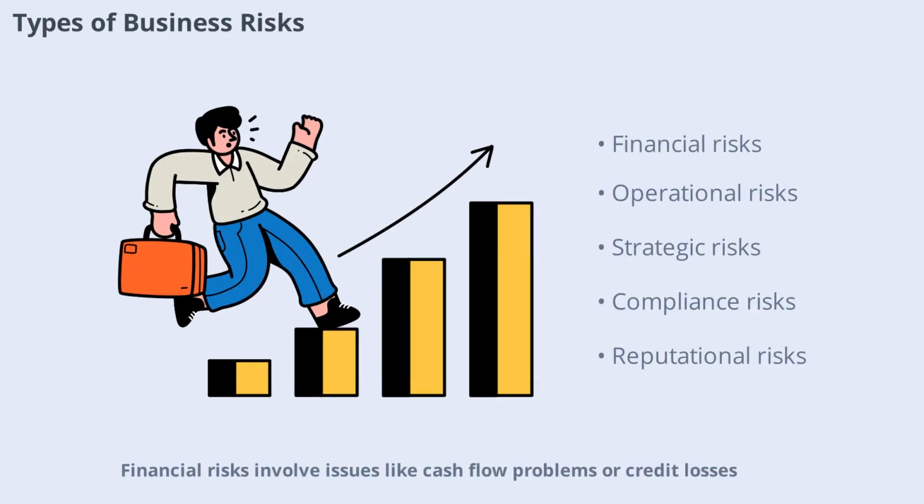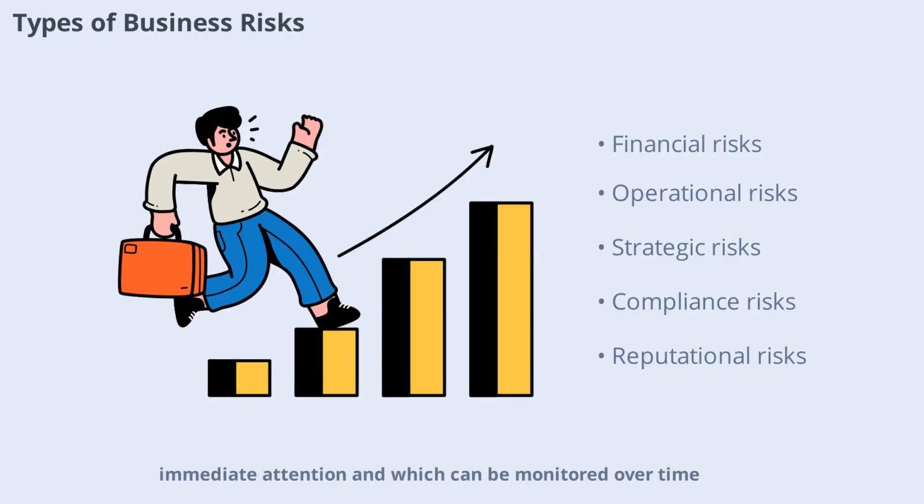Business risks come in many forms. Financial risk involves issues like cash flow problems or credit losses. Operational risk might include supply chain disruptions or equipment failures. Strategic risks are related to business decisions that could affect your company's direction. Compliance risks arise from failing to follow laws and regulations. Lastly, reputational risks can result from negative publicity or customer dissatisfaction. Understanding these categories helps you prioritize which risks need immediate attention and which can be monitored over time.